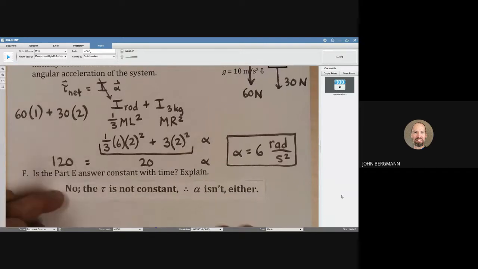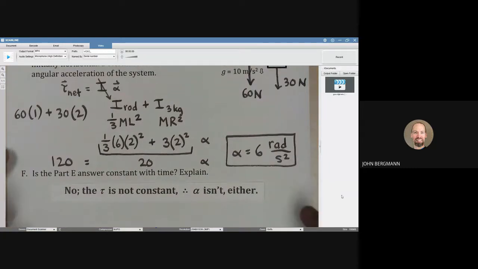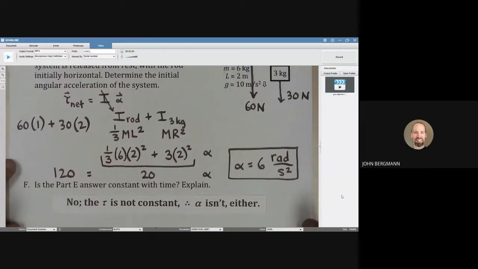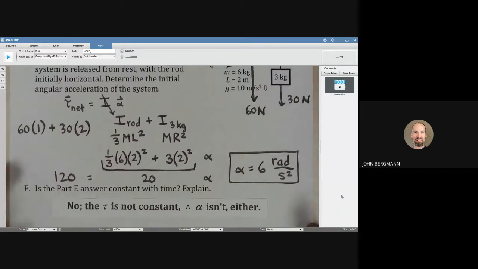Now, is this answer constant with time? And that would be no. It is not constant with time because the torque isn't constant. And by Newton's second law, if the torque isn't constant, then the angular acceleration can't be either.